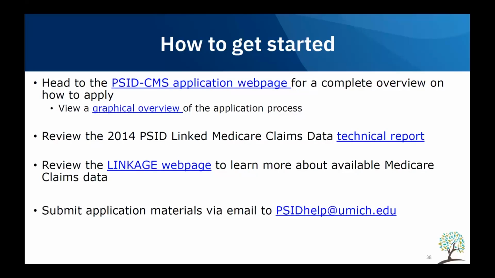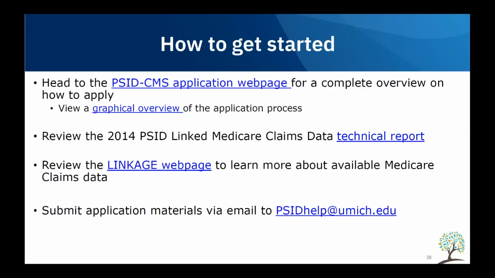I think I had mentioned when I mentioned the analyses that we're working on a new technical report that will provide some more information on the linkage process and on the data themselves. But right now we do have a technical report from 2014 that can provide some useful information as well. The new report should be available within the next, hopefully several months or so, but the 2014 report is already up there on the website now. The linkage webpage is also a really great resource for learning more about Medicare claims data. So I'd suggest that that's another place to go if you're thinking about getting started.